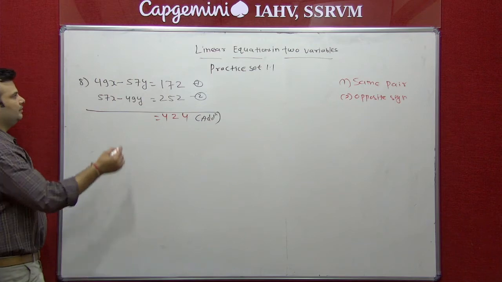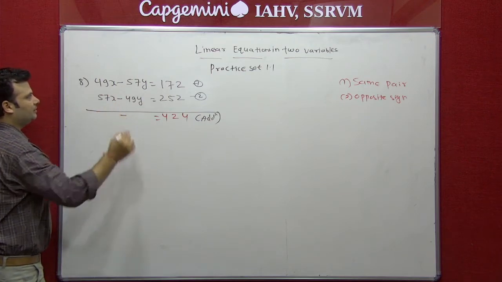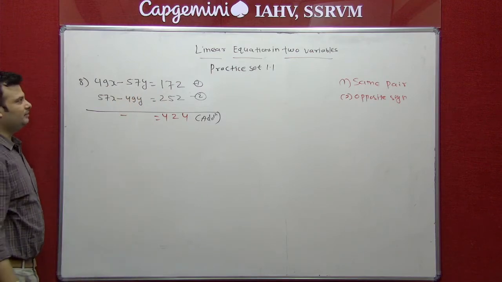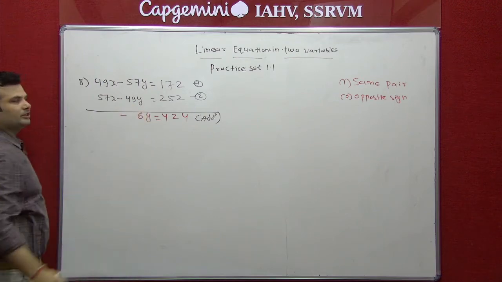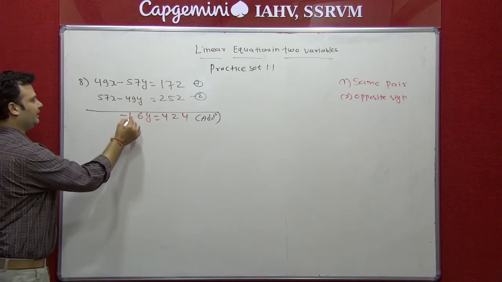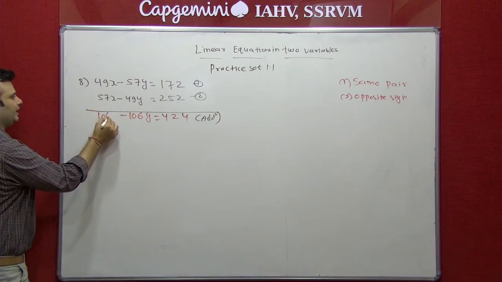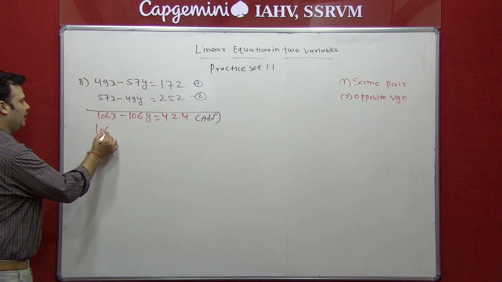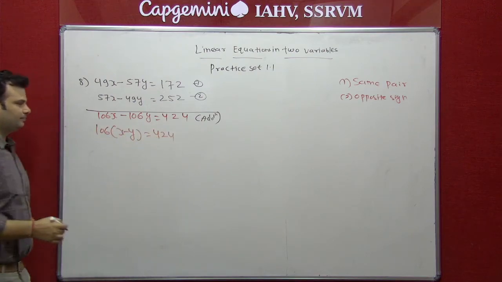Next thing, same sign, so we have to add, it becomes minus. 57 plus 49, that is 9 plus 7 is 16, and it is y. 5 plus 4 is 9, plus 1, 10, 106y. Similarly 106x. So what is common here, student? You can see simple, 106 is common, and we will get x minus y equal to 424.